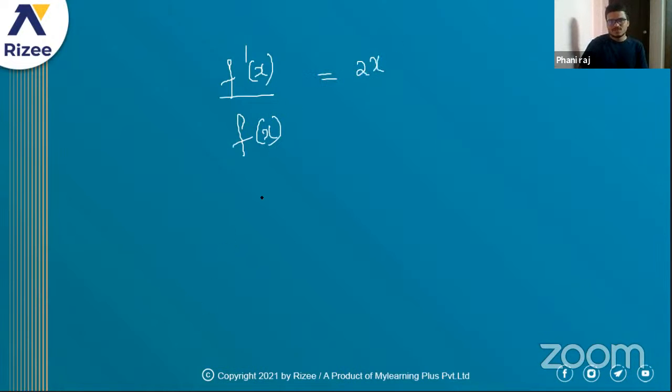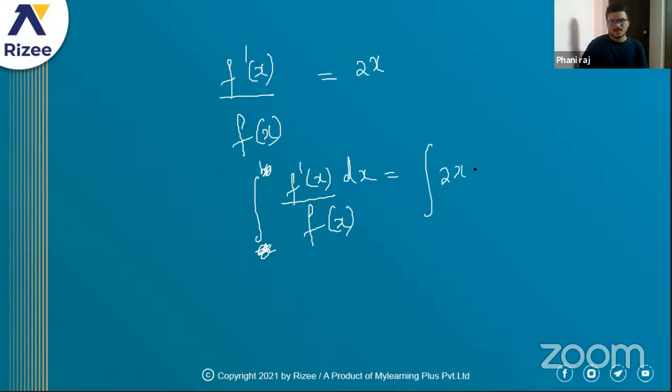Integrating on both sides, what do you get? Integral, suppose a to b. Should take some integral to escape the constants. Or else let's just do indefinite integration. Let's not go to definite integration. What is this? This is ln f of x equal to x square plus c.